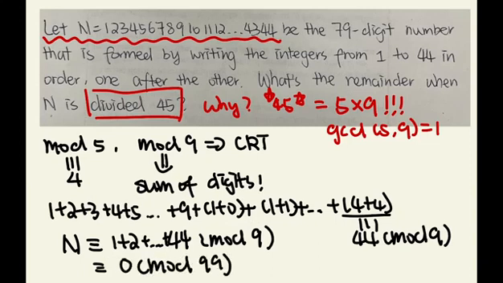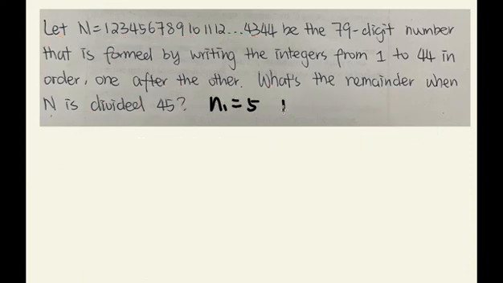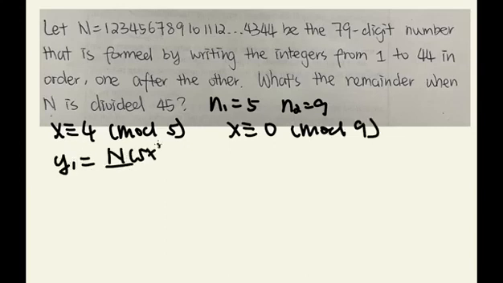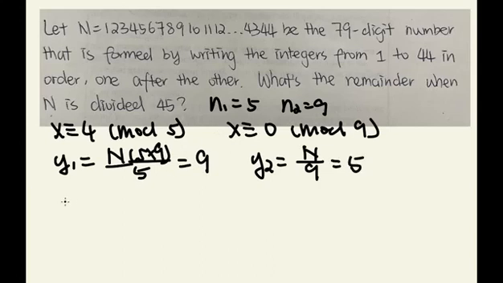Now it's time to show the magic of the Chinese remainder theorem. We have our little n1 and n2, which are 5 and 9. Our conditions are x is congruent to 4 mod 5 and congruent to 0 mod 9. We follow our procedure. First, to find y1 and y2. y1 equals capital N, which is 5 times 9 equals 45, divided by 5 equals 9. So y1 is 9. y2 equals capital N divided by 9, which equals 5.